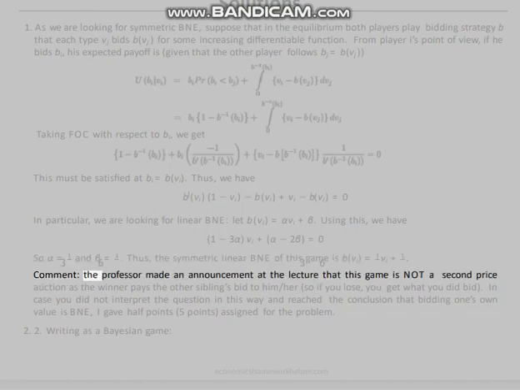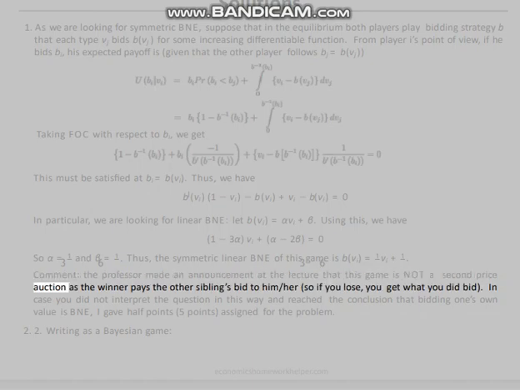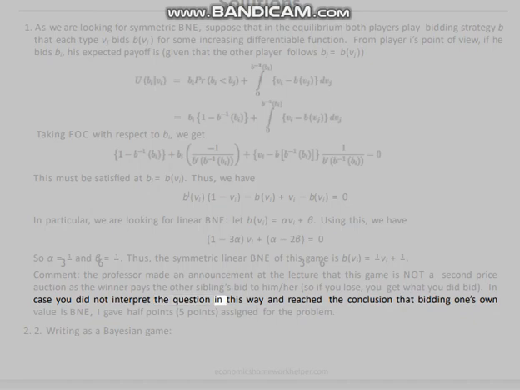Comment: the professor made an announcement at the lecture that this game is not a second price auction, as the winner pays the other sibling's bid to him/her, so if you lose, you get what you did bid. In case you did not interpret the question in this way, and reached the conclusion that bidding one's own value is a BNE, I gave half points, 5 points, assigned for the problem.